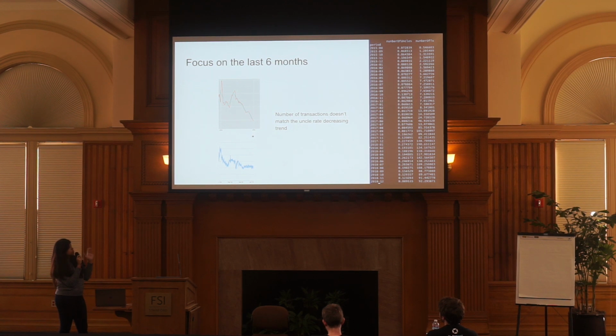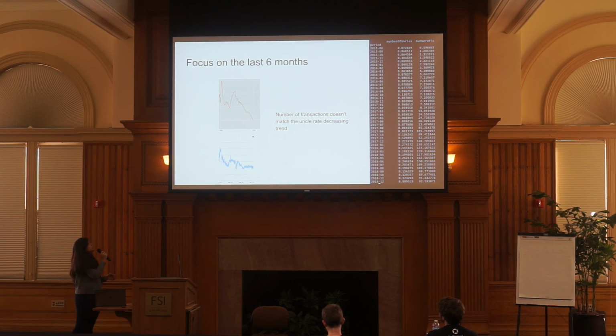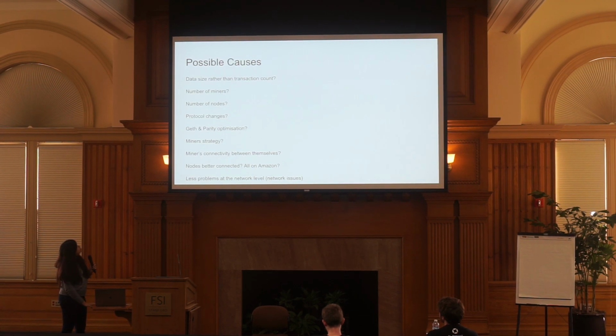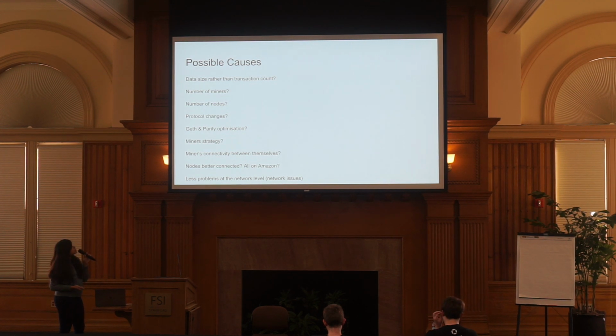So essentially, this is just a closer look at the last 6 months. And as you can see, the transactions don't really match this slope that we see in the decrease of uncle rates. And so we thought about a number of different possible causes for why this could be happening. So maybe the data size is more important than the transaction count. Maybe it's the number of miners or the number of nodes, protocol changes or the Parity and Geth optimizations, or changes in the miner strategies. Maybe an increased connectivity between the miners, or since there's a migration of a lot of nodes and miners into Amazon, maybe that's also causing better connectivity and thus resulting in lower uncle rates.